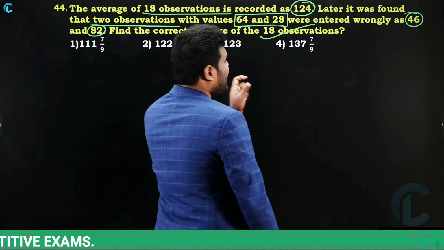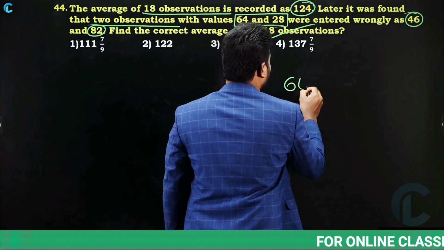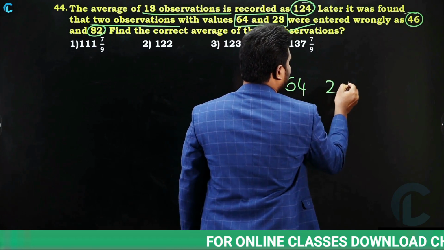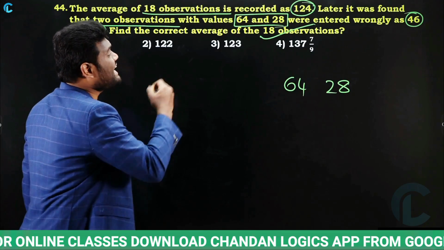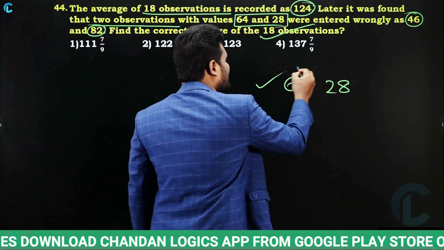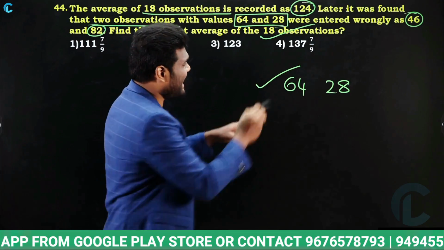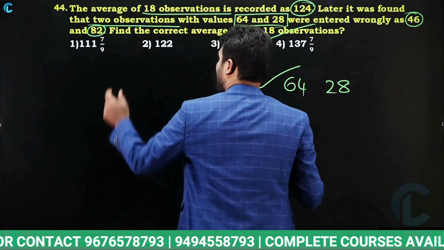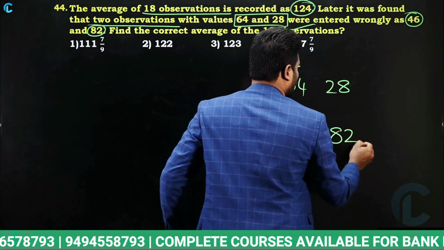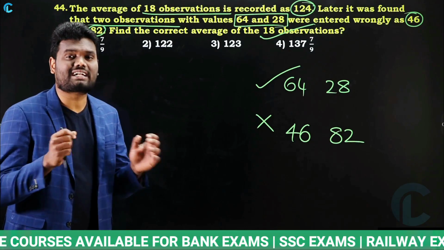Look here, in this we have 2 values. One is 64 and the other is 28. Now these 64 and 28 were wrongly entered, which means these are the correct values. 64, 28 is the correct value. But this is wrongly entered as how much? Wrongly entered as 46 and 82. Yes or no? This is the correct value, this is the wrong value. Now they are asking what is the correct average.